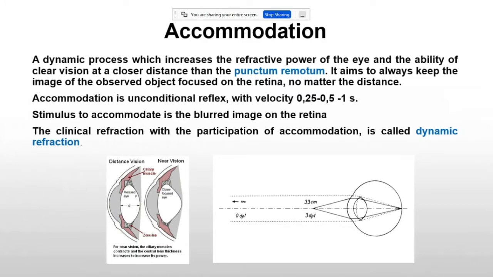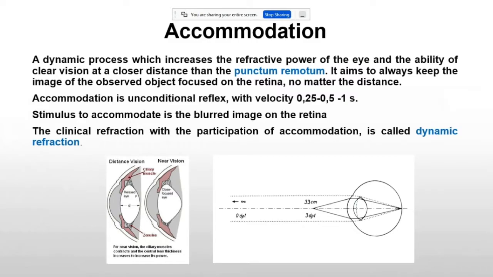So, what is accommodation? It's a dynamic process which increases the refraction power of the eye and gives the ability of clear vision at closer distances than the punctum remotum. What is punctum remotum? Punctum remotum is the most distant point of clear vision. In emmetropia, punctum remotum is at 5 meters, practically; theoretically, it is at infinity. So an eye with normal refraction can see at distance without any problem.